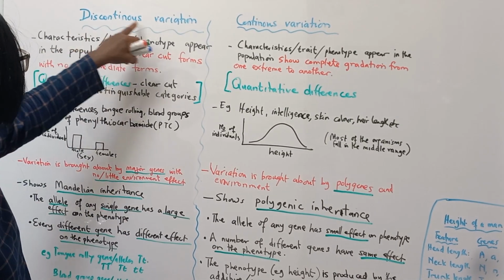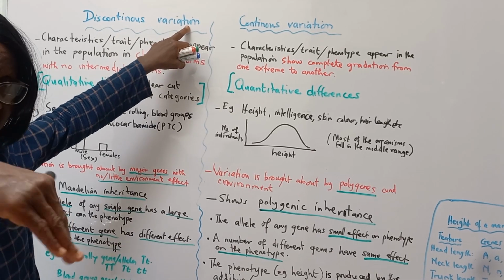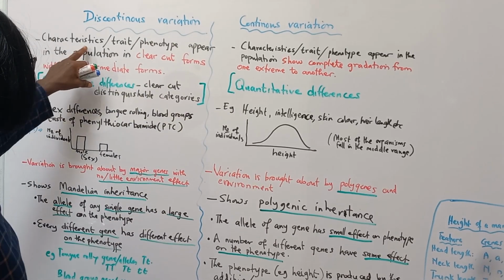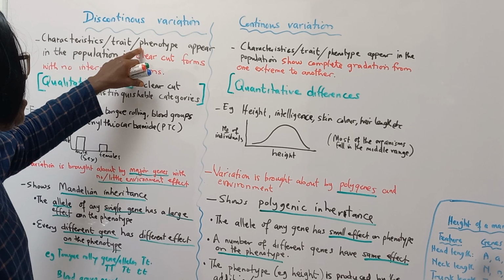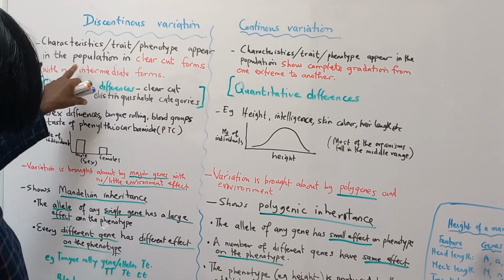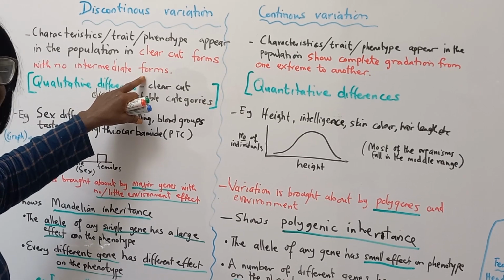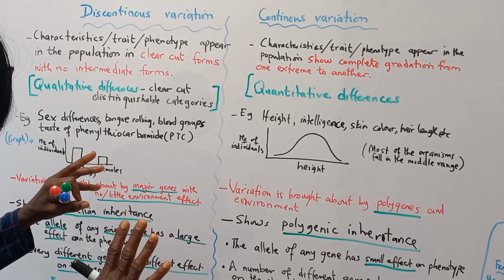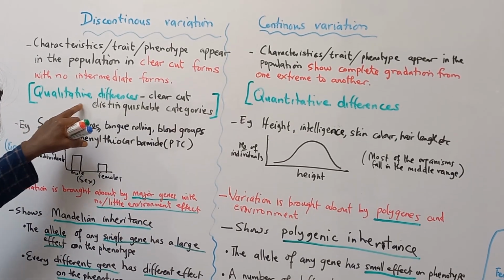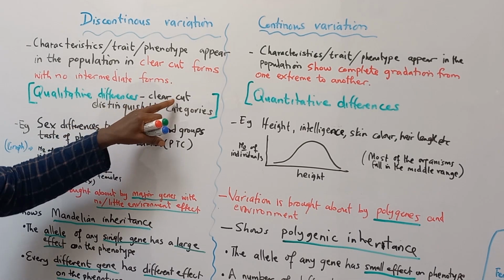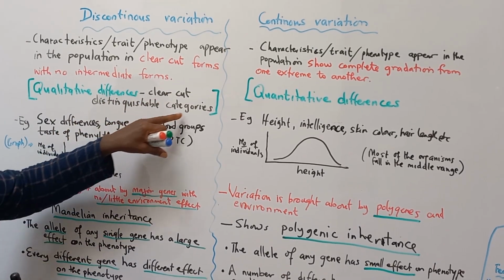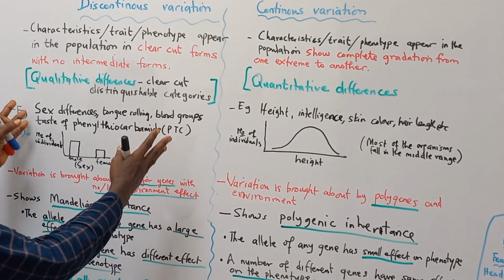We have discontinuous variation in the species, and those are the characteristics or traits or phenotypes that appear in the population in clear-cut forms with no intermediate forms. Clear-cut forms is also known as qualitative differences: clear-cut distinguishable categories.